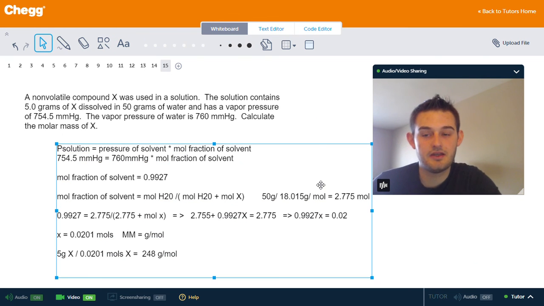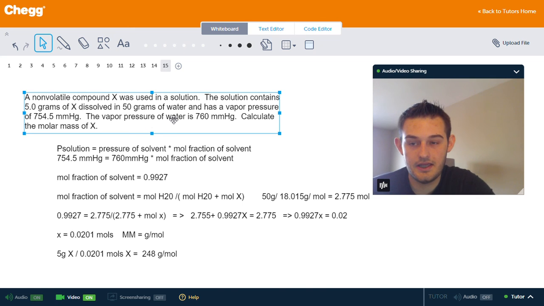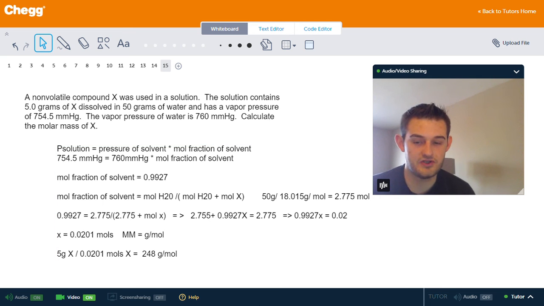Like I said, it can get a lot more complicated if you have more than one volatile substance in the solution, but that really is just right here with the P solution. All I'll do is add an extra term here that is plus pressure of solvent 2 times mole fraction of solvent 2. And then I'll do the same thing and solve for whatever needs to be solved. Really not too bad if you think about it at the end.